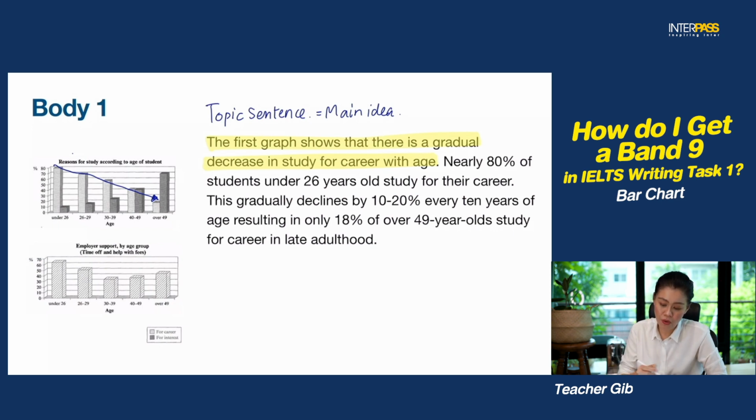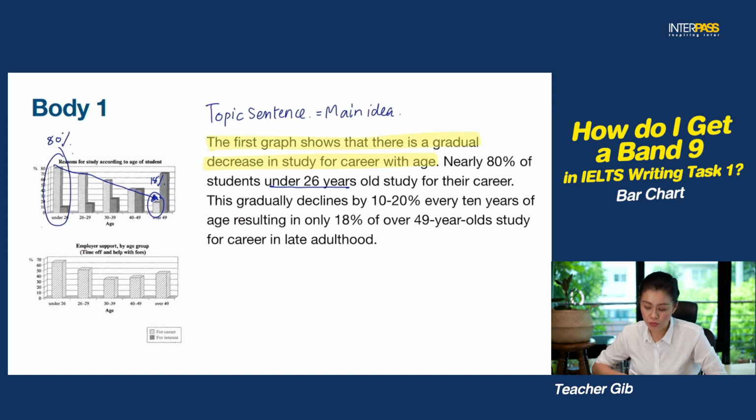Because when people are under 26 here, they study for career in a very high percentage, 80%. And then this gradually declines by 10 to 20% every 10 years of age. Okay, and then you can see the graph is declining, resulting in only 18%. Here is the 18% of over 49-year-olds who study for career in late adulthood.